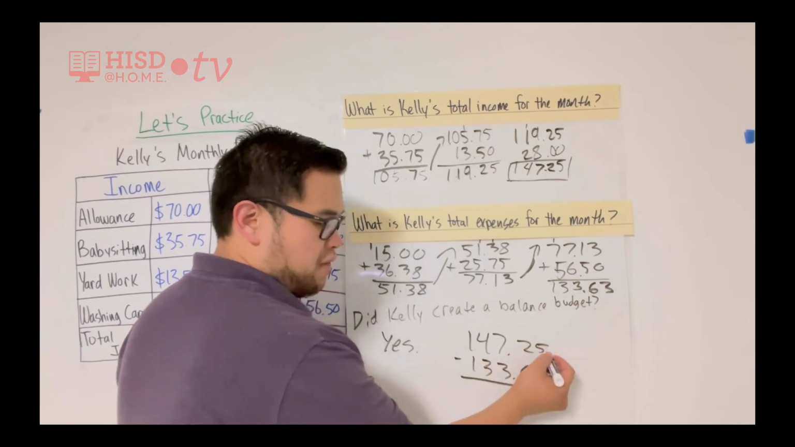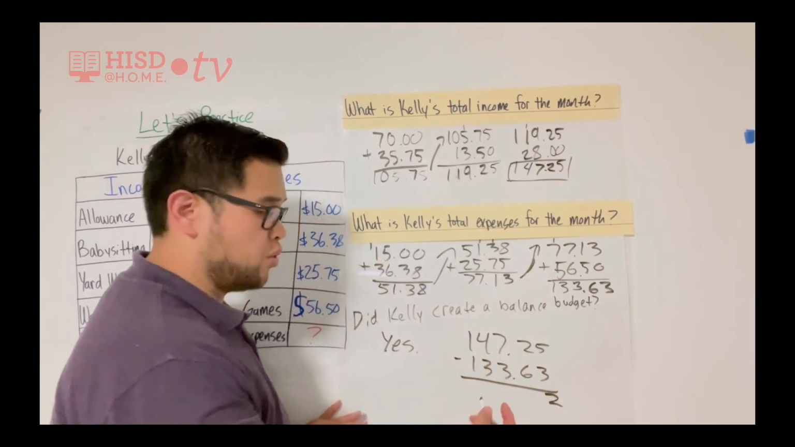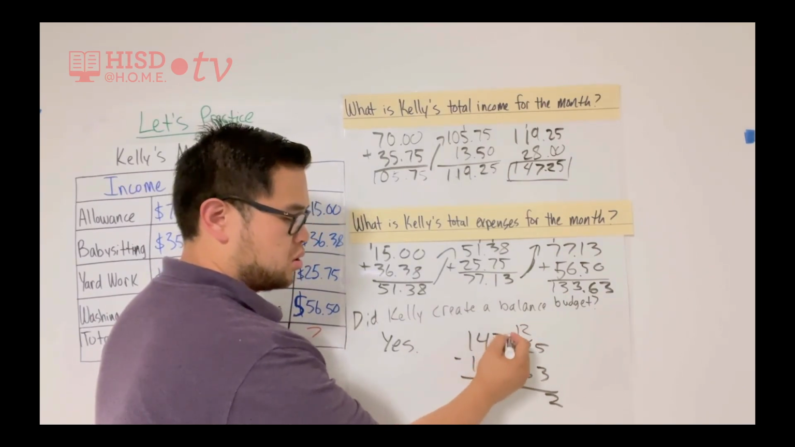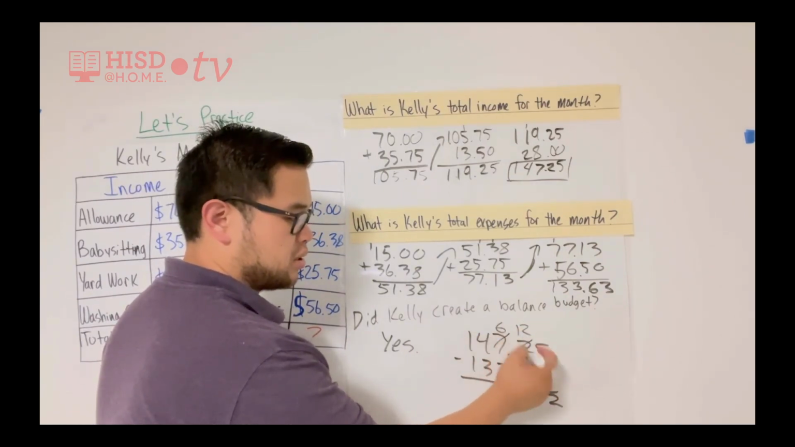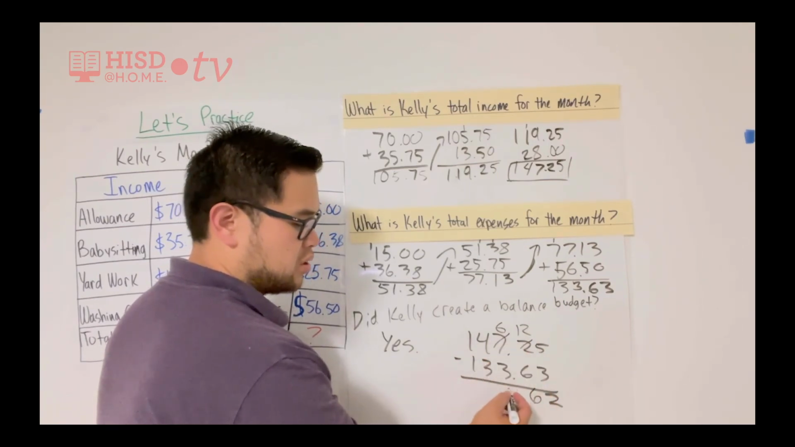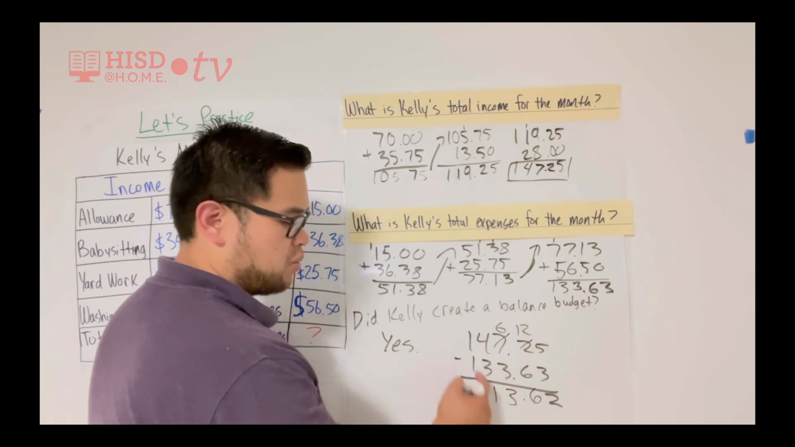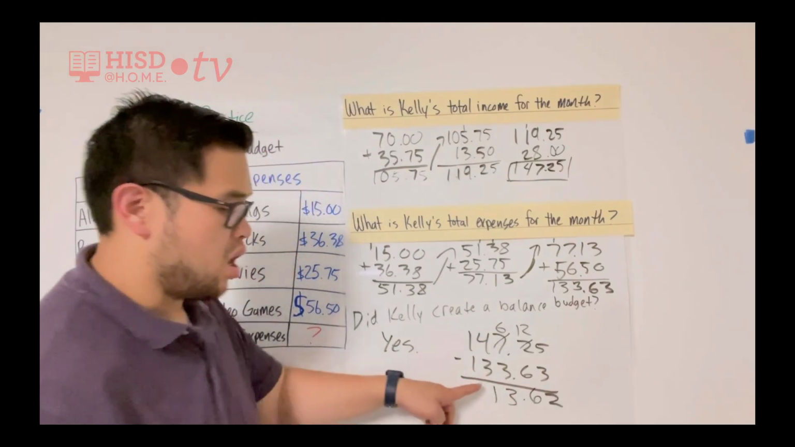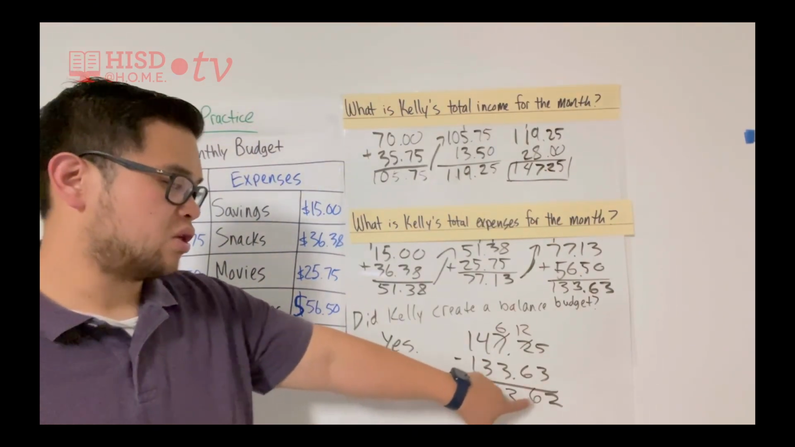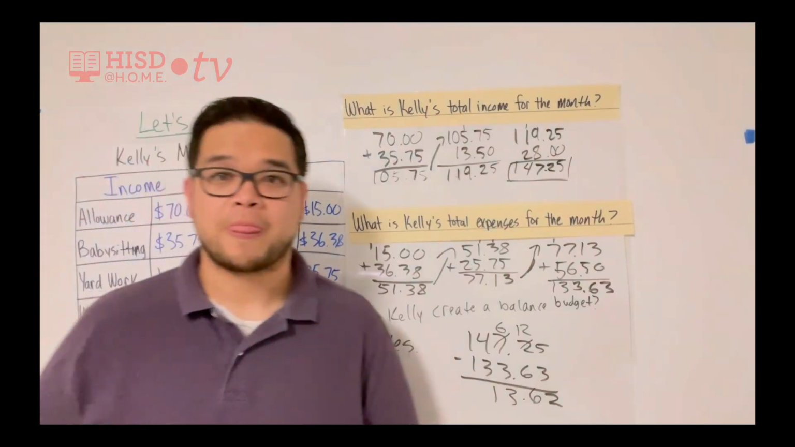$133.63. 5 minus 3 is 2. 20 minus 60, we can't do that, so we have to regroup. This becomes a 6, that becomes 12. 12 minus 6 is 6. 6 minus 3 is 3. 40 minus 30 is 10. And then 100 minus 100 is 0. So she has left over in her income $13.62. That's how much she has left over.